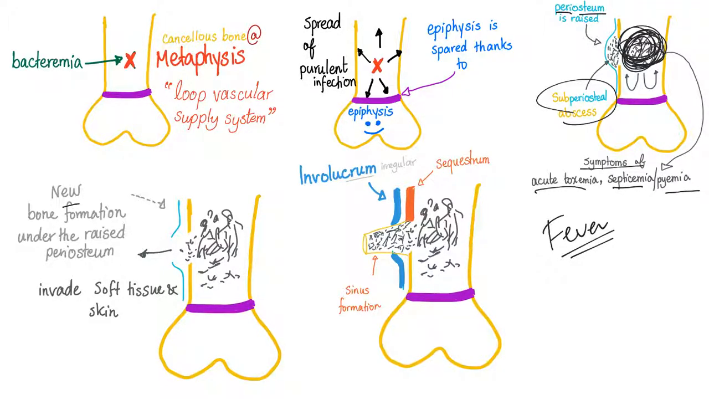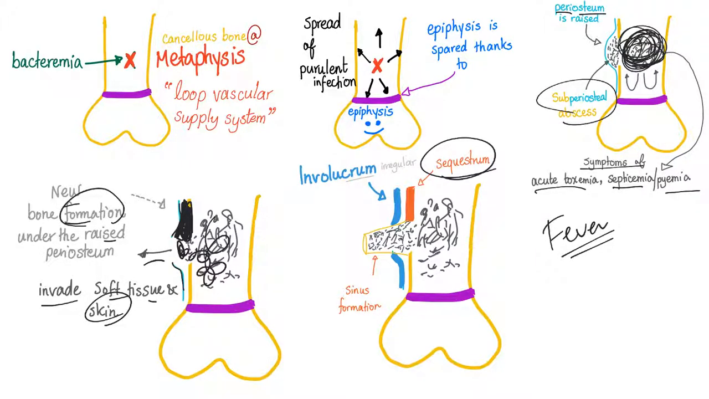Next, since the periosteum is now elevated, on top of that you'll start forming new bone underneath the periosteum, because now we have more space to make more bone, and this is going to be called the sequestrum later. Back to the stage, this infection, this purulent material, can infect soft tissue and even the skin, leading to skin abscess, for instance. The area underneath the periosteum has become the sequestrum. The periosteum itself has been ossified and it's now called the involucrum. So the involucrum is the envelope around the sequestrum.